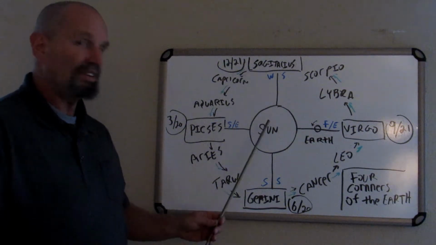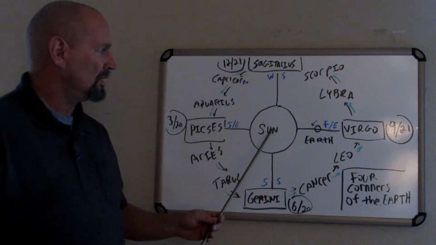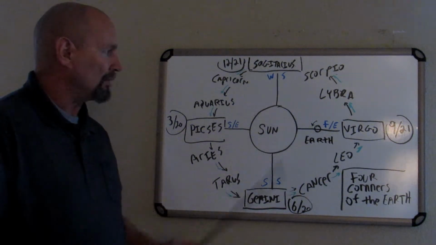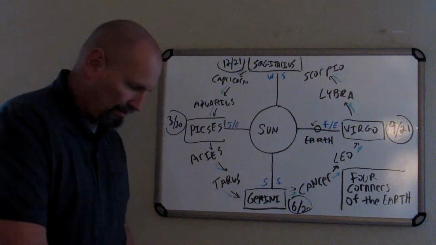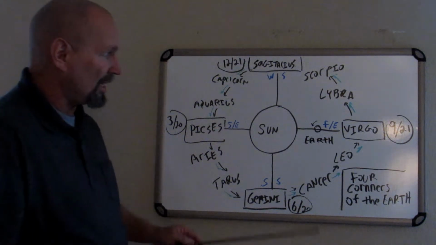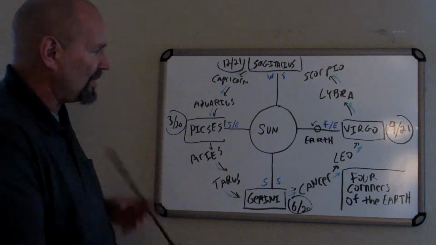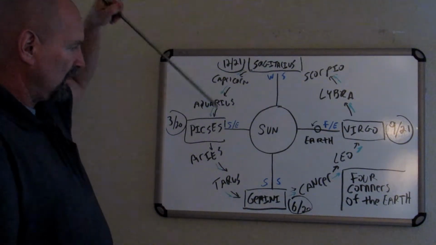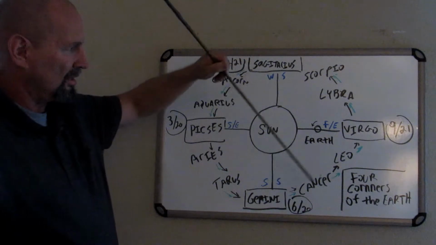We're looking at the sun from a polar view. Here's our sun, here's our earth, okay? We're looking at it from the top, so it's like you're looking from the top down. We're talking about our movement as it comes across this area. As we come across this way, our movement goes this way through the constellations.